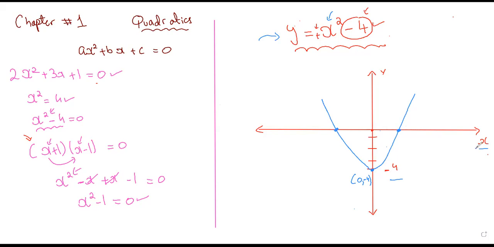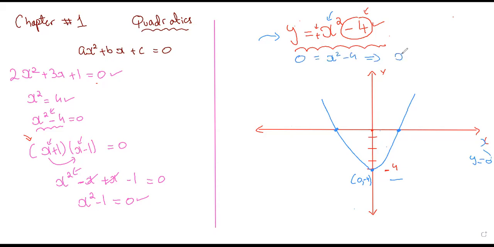What is the value of y on the x-axis? The value of y on the x-axis is 0, right? This should be understood by now. Okay, so I'll rub this. And this is the x-axis. So we know that on the x-axis y is 0. So 0 equals x squared minus 4.